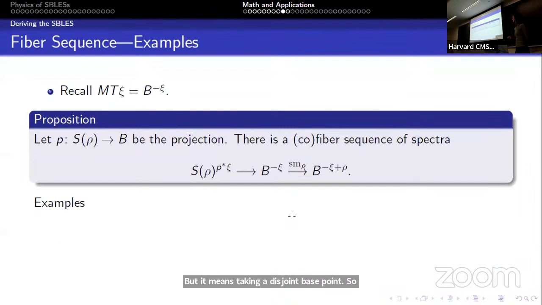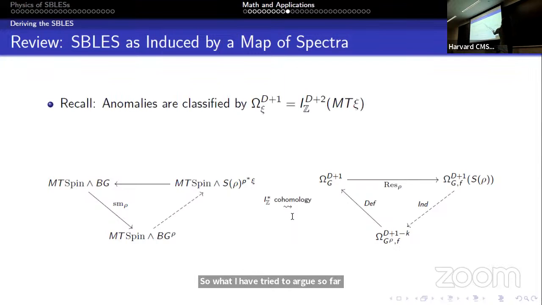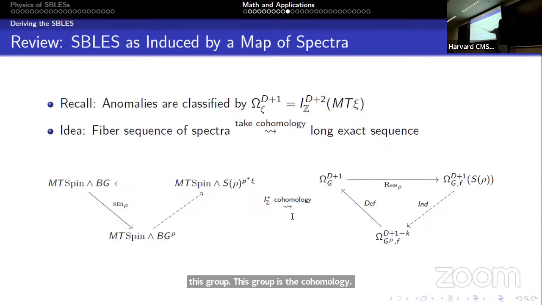So what I have tried to argue so far is, okay, anomalies, which we're interested in, are classified by this group. This group is the cohomology of some spectrum. If I have a fiber sequence of spectra and I take cohomology, I get a long exact sequence. So I've described to you a fiber sequence of spectra. If we apply the ansatz and take cohomology, that's what gives us the symmetry breaking long exact sequence. So this was a high-level overview. There's more details.